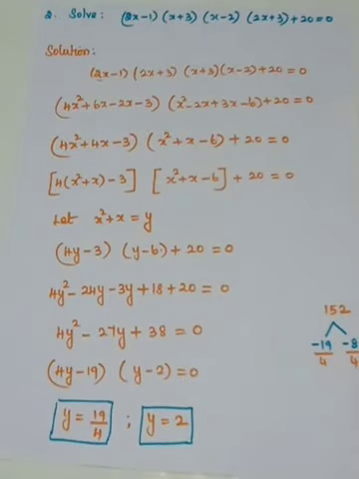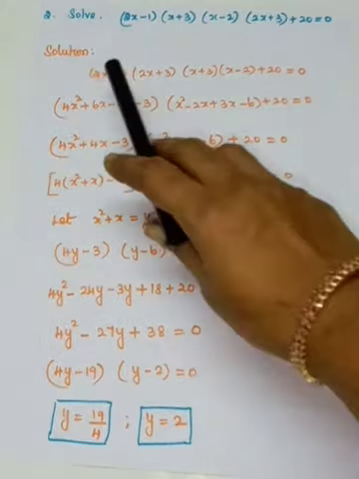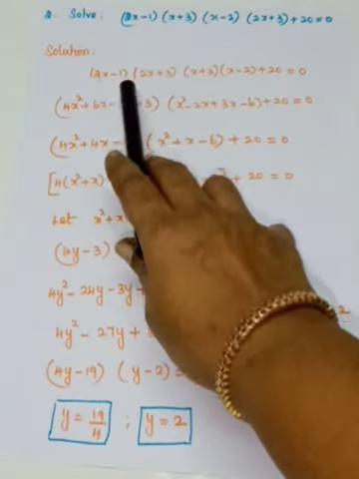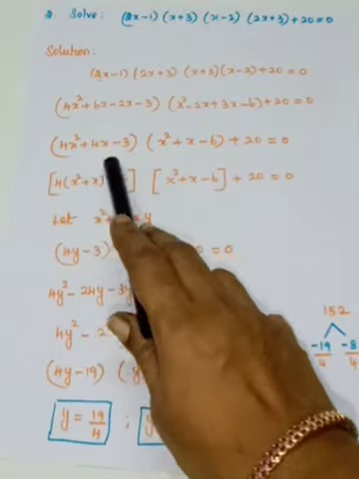Okay, coming to the second problem, the same way you have to do. So you have to group the terms of 2x minus 1 into 2x plus 3 and x plus 3 into x minus 2 plus 20 is equal to 0. When you take the product, it is 4x square. 2x into 2x is 4x square. So 2x into 3 is 6x. 6x minus 2x. So 6x minus 2x is plus 4x minus 3.